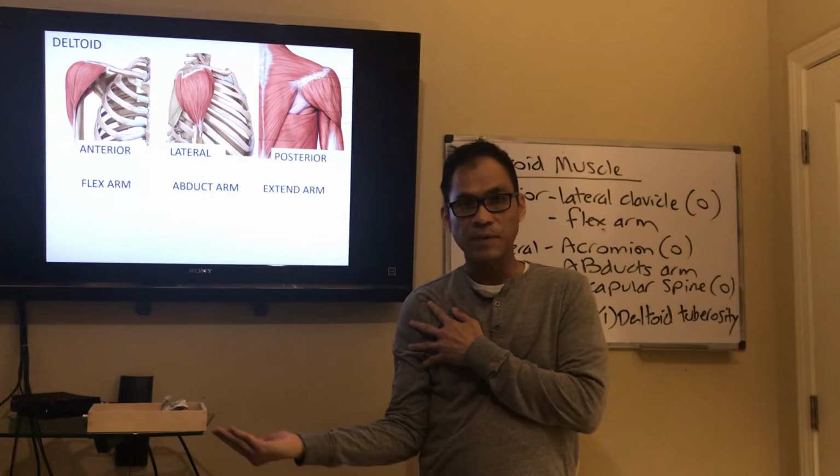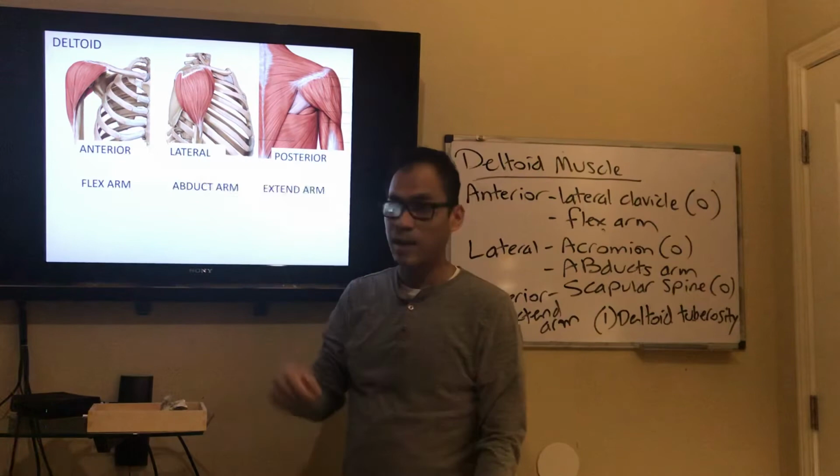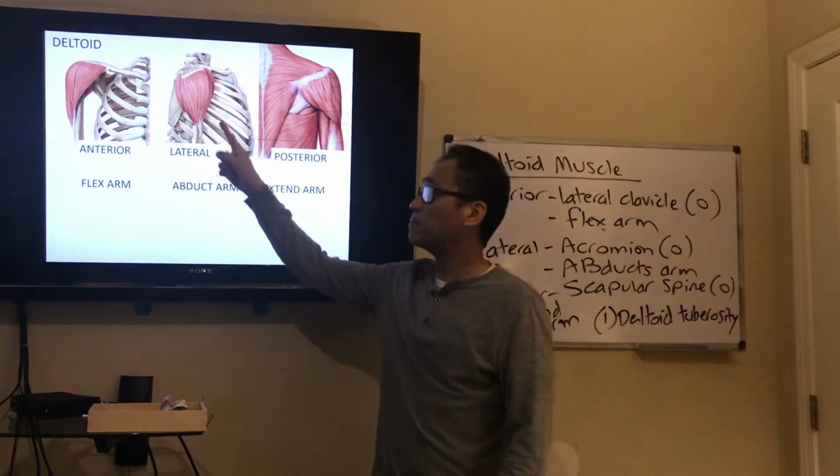Like when you work out your delts in the gym, you go like this, because you're flexing the arm. Or for the lateral part, when you bend forward and do the dumbbells and go like that. I feel silly demonstrating this, but this is how you work out your delts in the gym.